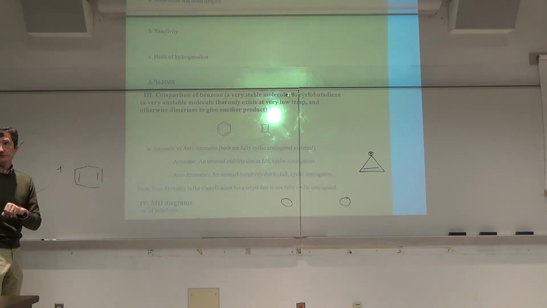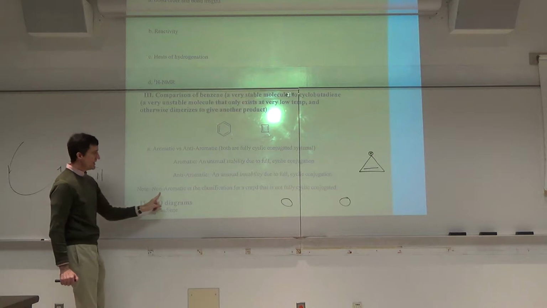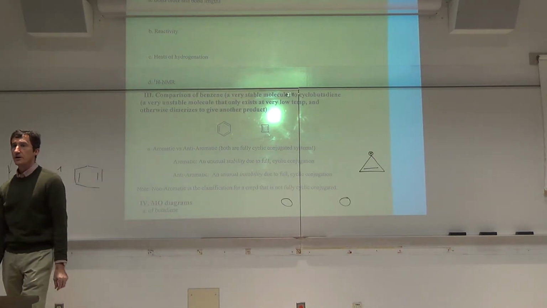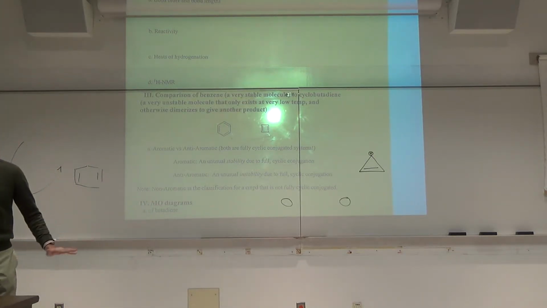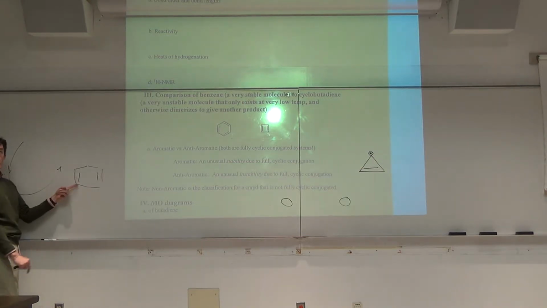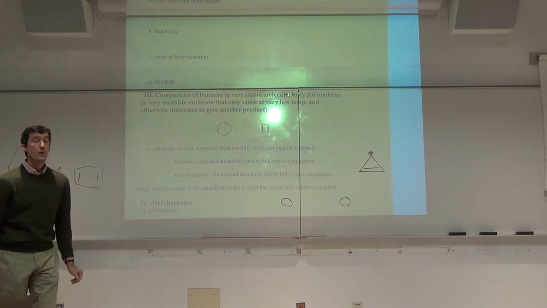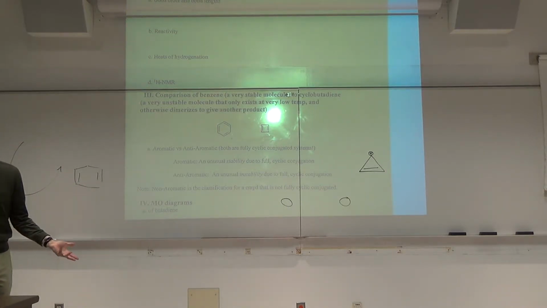We will have a third type as we go on. We will have a type called non-aromatic. Non-aromatic are your systems that are not fully cyclic conjugated. For example, that is non-aromatic. Is it fully cyclic conjugated? No, non-aromatic. What about ethanol? Is that fully cyclic conjugated? No. Ethanol's non-aromatic.